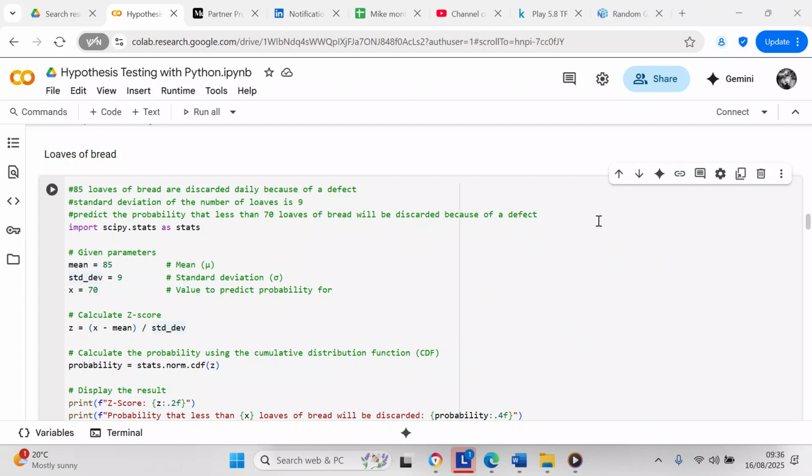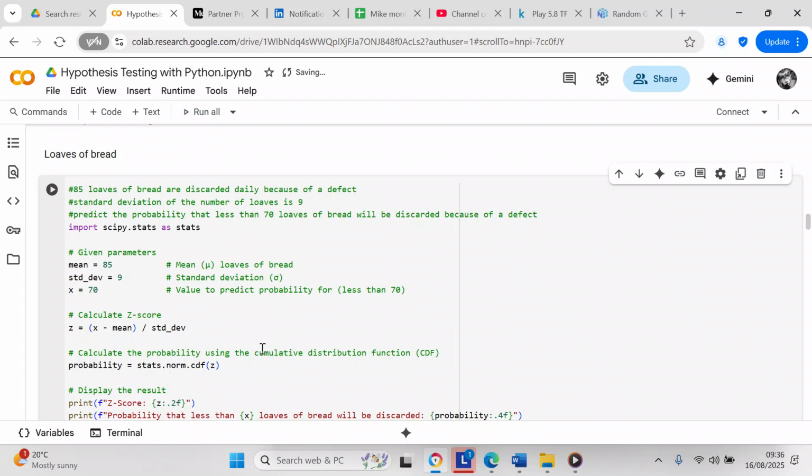So we're going to define our parameters. Mean equals 85, and that's to do with 85 loaves of bread. Standard deviation is 9. And x is 70, less than 70. So now we're going to calculate our z-score.